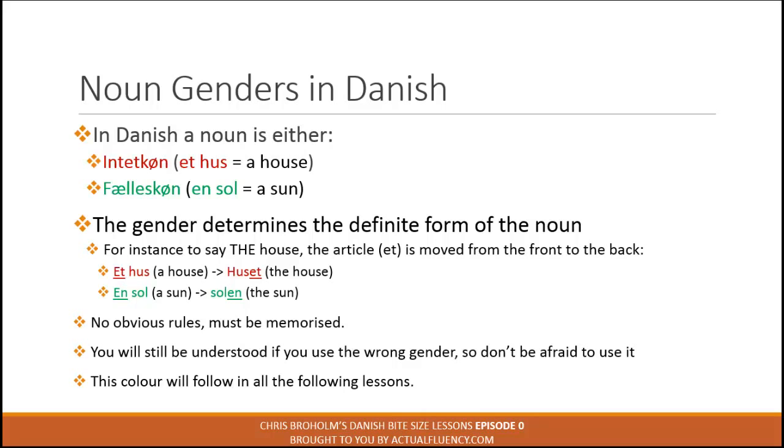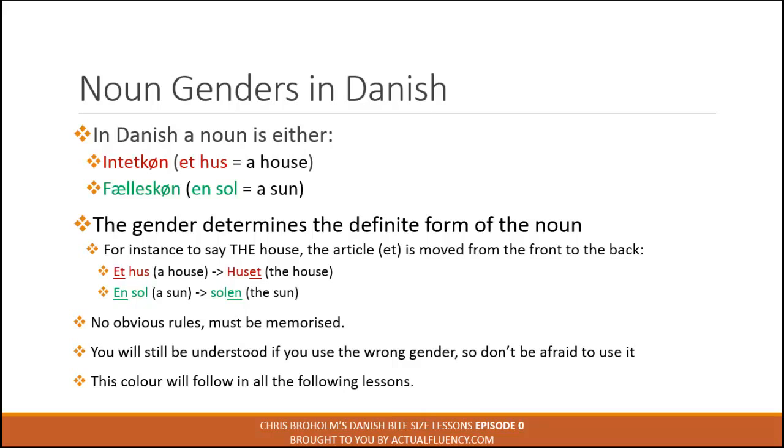Now, what can we use this for? Well, we can use this to form the definite form of the noun. In English, you would say a house and then the house. In Danish, it's a little bit different. What we do is we put the article in the back of the word and it forms a new word. So I have given you two examples here from the aforementioned examples, and that is that et hus, which is a house, becomes huset. And that's a very literal way of pronouncing it. If you said it just casually, you'd say huset.